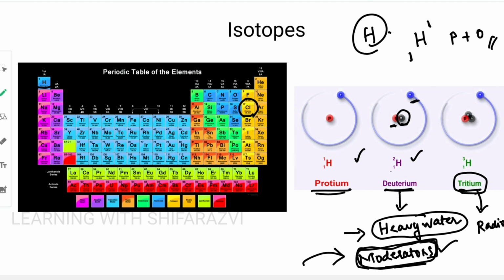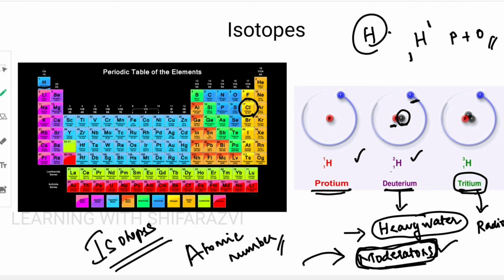So what do you have to remember about isotopes? Isotopes are the elements which have the same atomic number, that is, the number of protons or electrons remains the same, but they have a different number of neutrons, and that makes the difference in the mass number of an element, and such atoms are called isotopes. Hope the concept was clear.